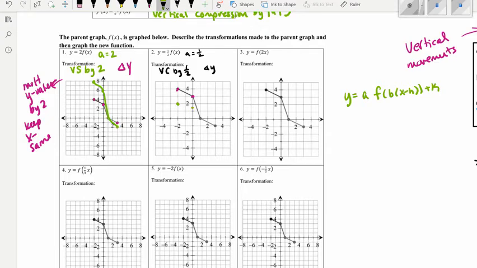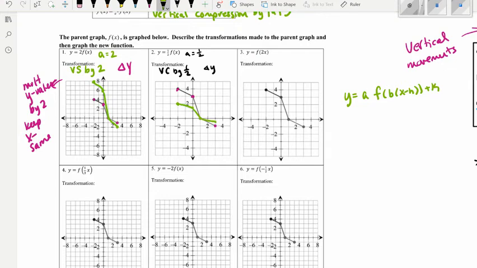Then we have a y value of 0. So 0 times 1/2, or 0 divided by 2, stays there at 0. And then the next y value I have is negative 1. So negative 1 times 1/2 would be negative 1/2. So notice that the x value stayed the same. The y values changed. So now my graph was vertically compressed by 1/2. So it's half the parent graph.